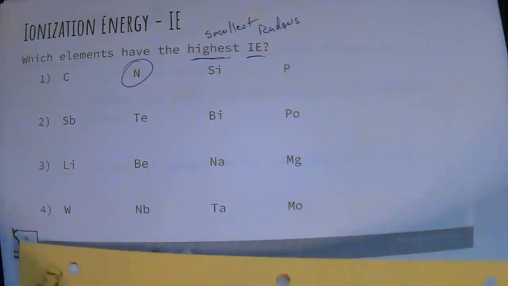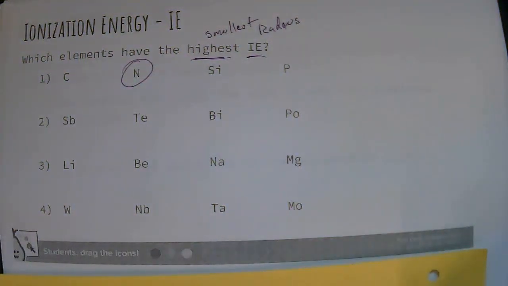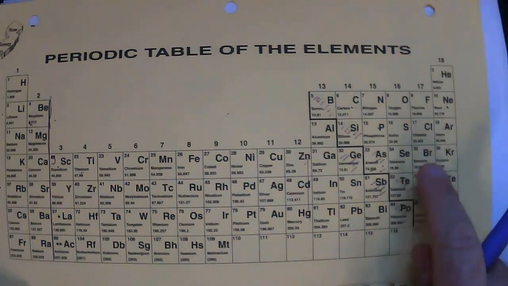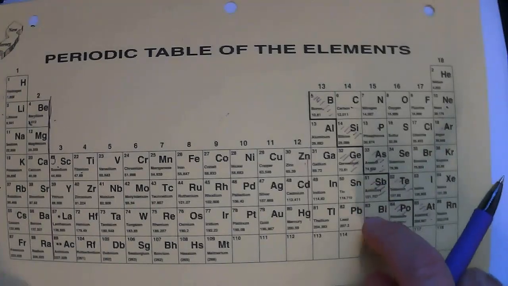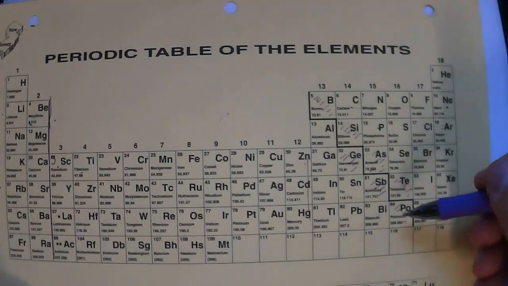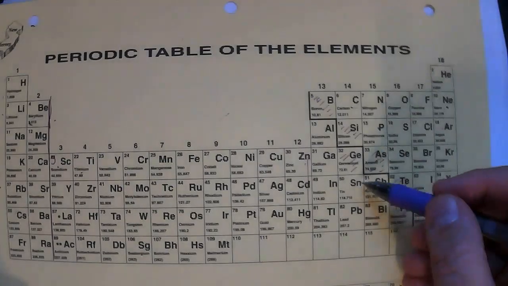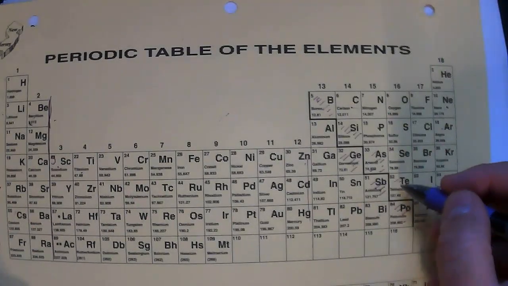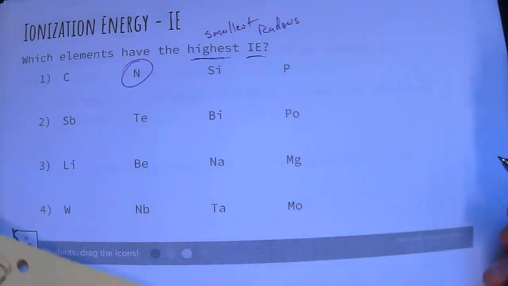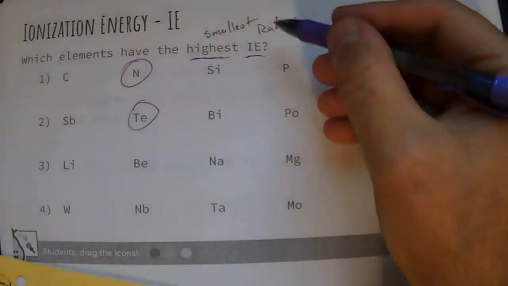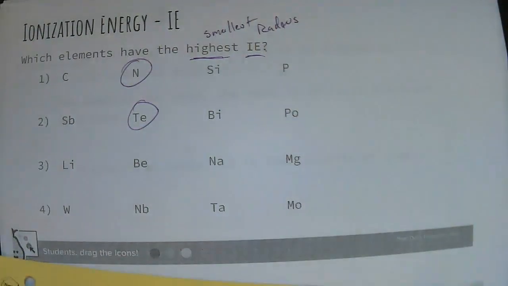Let's see, Sb, Te, Bi, Po. So we're talking about these: Sb, Te, Bi, Po. And so again, the smallest one is the one that is the furthest up, with the least energy levels, and the furthest to the right, with the more protons. So this is going to be the smallest one, tellurium. Smallest radius, but the highest ionization energy.